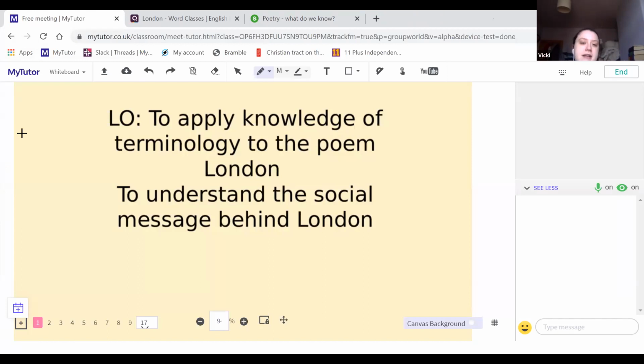Right, okay, so learning objectives this morning then: to apply knowledge of terminology to the poem London. I think we're getting really good at all the terminology that we could use, poetry-specific and just generally in other areas, i.e. fiction and non-fiction, which we could use in our language papers. And to understand the social message behind London. London is an incredibly political poem, and it is brilliantly written. It's fantastic, and the nice thing about it is it's quite bite-sized. It's only 4 stanzas, so it's really nice.